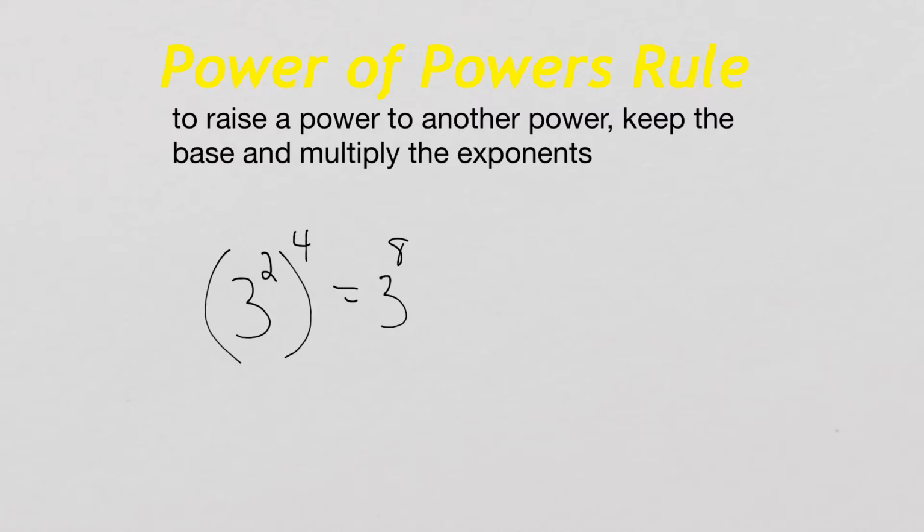You can do that with a variable as well. Let's say, I don't know, x to the 5th, and let's square that. 5 times 2 is 10, so therefore we have x to the 10th. So just take your two exponents, multiply them together, keep the base. Alright, we're going to keep going here.